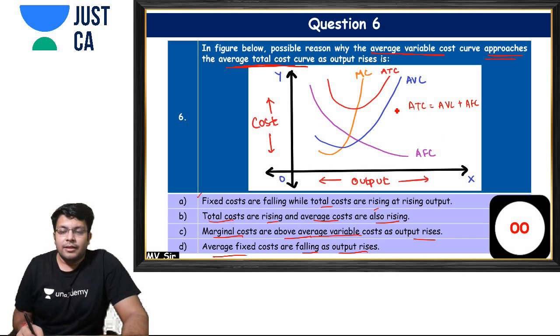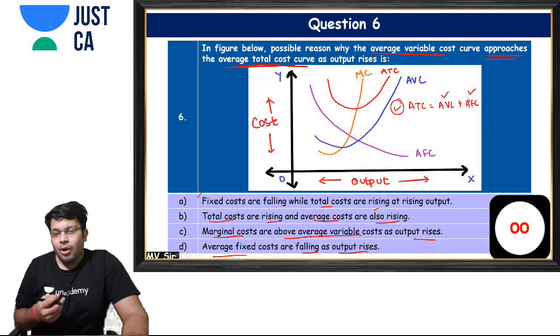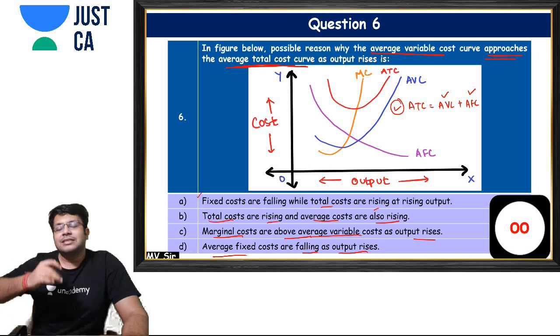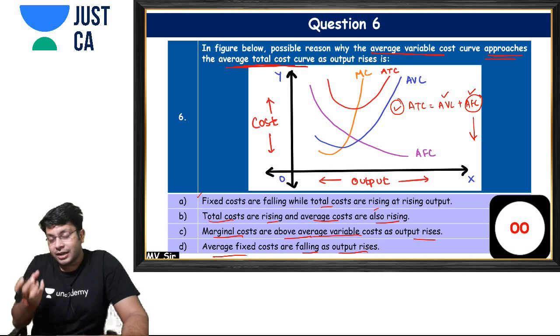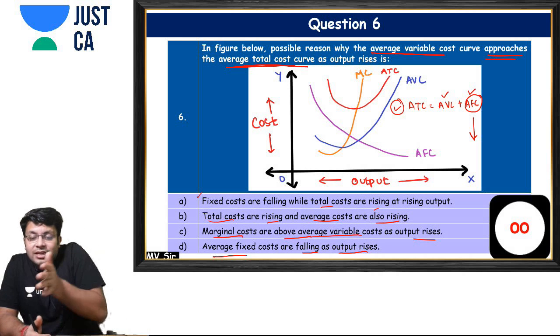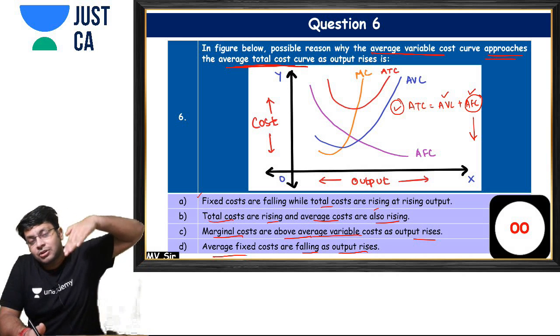Yes. So see, the average total cost curve is average variable cost plus average fixed cost. Now, as your output is increasing, what will happen? The value of average fixed cost will keep on decreasing. Now, as your output is increasing, your value of average fixed cost is decreasing.